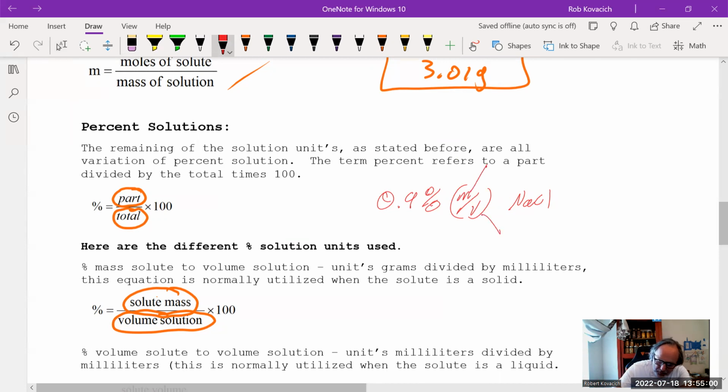Okay, so this here is mass and volume. So if you see mass divided by volume written after the 0.9, that means that they took a solid solute and put it in with a liquid solvent. And that would be the case with table salt.